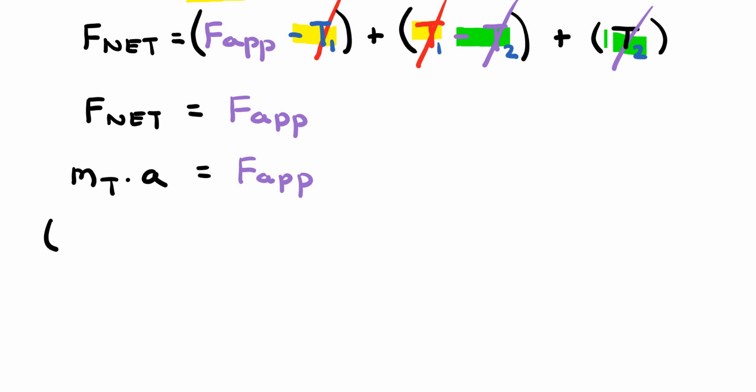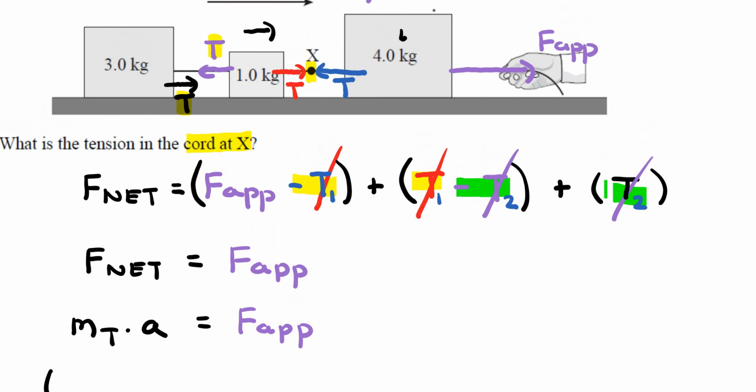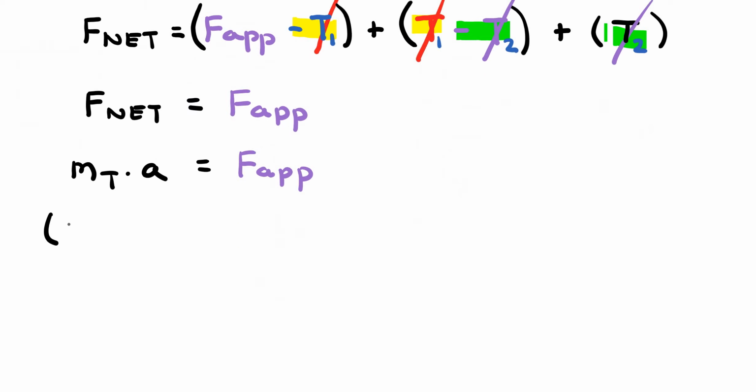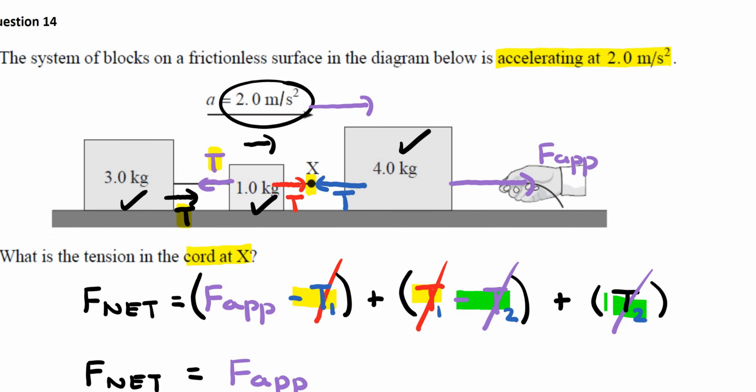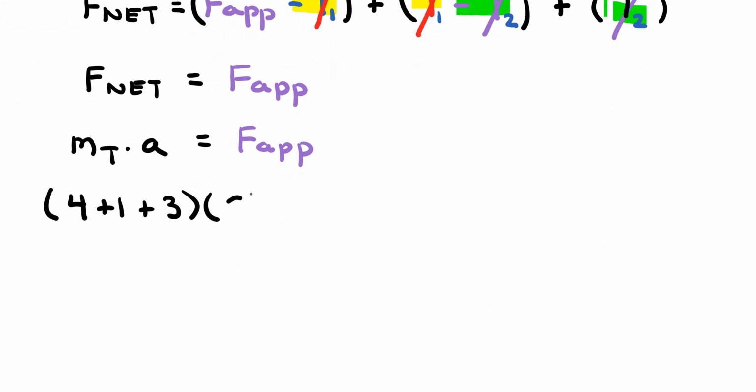Okay, so the mass total, if I go back to the original diagram, there's a 4 kilogram box, a 1 kilogram box, and a 3 kilogram box. So let's just add that all together. So 4 plus 1 plus 3. And then we're going to times that by the acceleration. And the acceleration for this problem is 2 meters per second squared. So times that by 2, and that's going to equal your force applied.